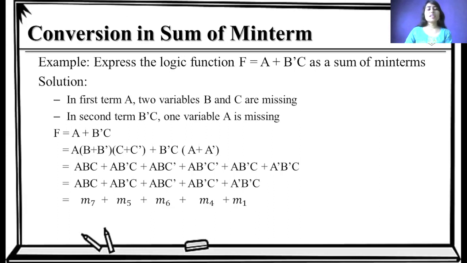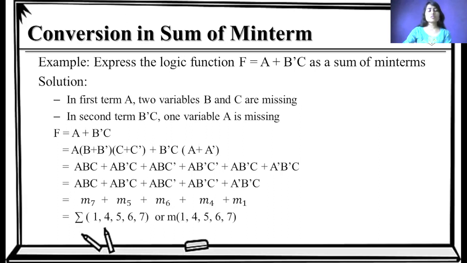Then AB'C' means 1, 0, 0, which is 4. So we can represent this term as M4. Then we have A'B'C, which means 0, 0, 1, that means 1. So we can represent this term as M1.